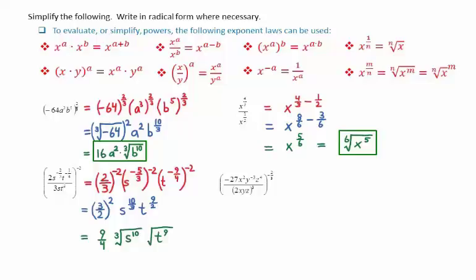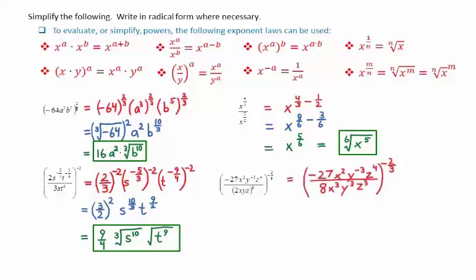Note that if it's a 2, you do not have to write it. It is assumed to be a square root. So then we have the square root of t to the 9. For the last question, we first have to simplify the denominator inside the brackets. The 2xyz all raised to the 3 becomes 2 to the 3, which is 8, x to the 3, y to the 3, and z to the 3.